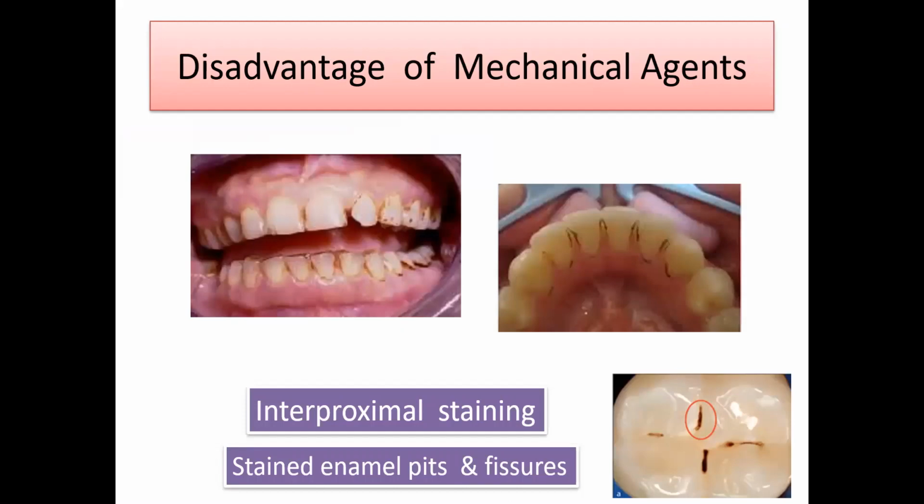The only disadvantage of a mechanical agent is that it cleans the labial, buccal and lingual palatal surfaces, but what is left is the interproximal surface. The interproximal staining cannot be removed effectively by a mechanical agent. And also the stained pits and fissures, because the brush has a flat surface, and it will effectively clean only the flat surfaces, whereas the interproximal staining remains. That is one of the disadvantages of the usage of mechanical agents in dentifrices.